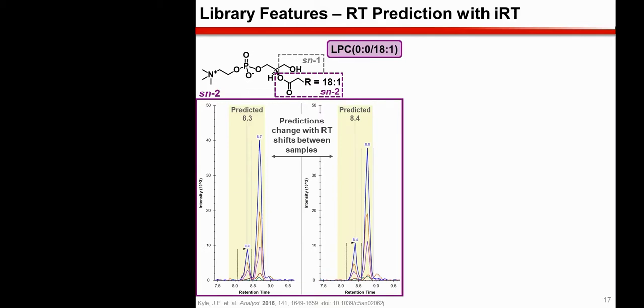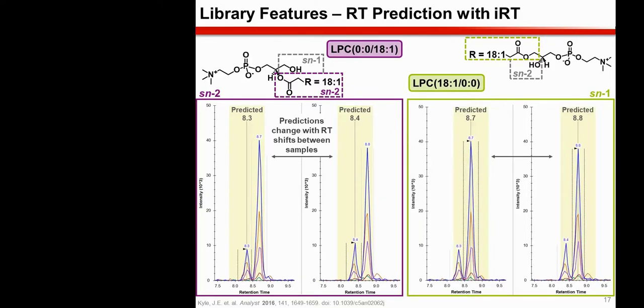And then using that auto-calculate regression feature, Skyline will actually adjust for any retention time shifts between samples, as you can see here with the two different predictions at 8.3 minutes versus 8.4 minutes when that peak shifts just a little bit between these two samples. And then we can see that the same thing holds true for the SN1 lysolipid, which is going to be that second eluting peak here at 8.7 or 8.8 minutes.